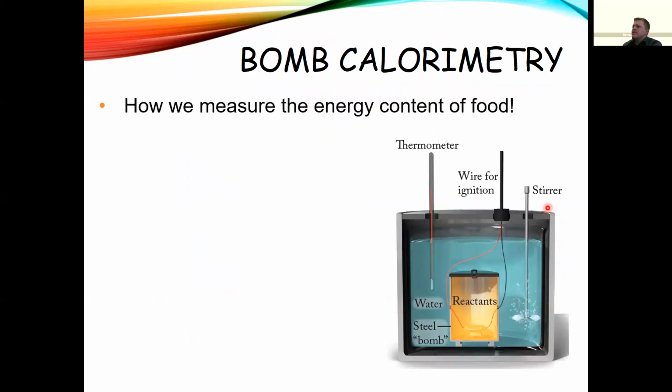So it has an insulating casing. It has a bunch of water inside, and it has an inner container where we put our reactants. And we have these wires in here that we use to spark or ignite our reactants to get the reaction starting. And we have a thermometer in here to measure the temperature of the water. And then oftentimes it'll also have a stirrer. That'll just help the water mix. It'll help it reach an equilibrium temperature a little faster.